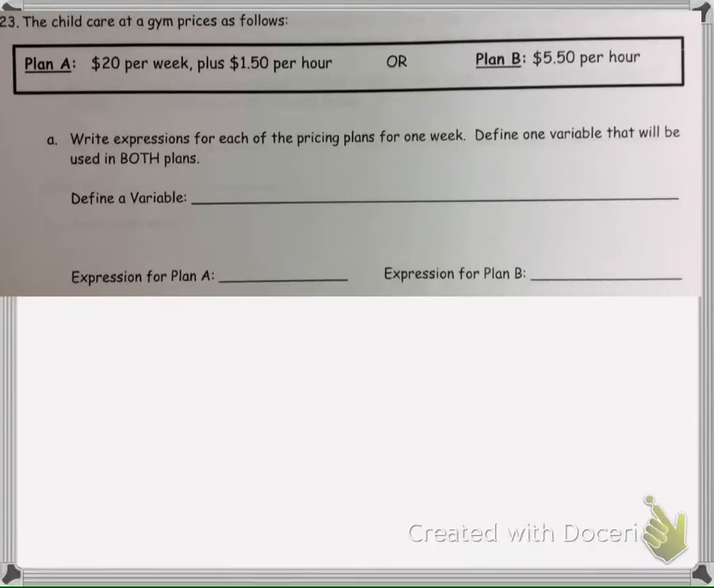The child care at a gym prices are as follows. So we have two different plans that we can choose from for child care at this particular gym. So if we take a look, Plan A, we're going to pay $20 every week plus $1.50 per hour. Plan B is $5.50 per hour. So Part A says, write an expression for each type of pricing plans for 1 week.